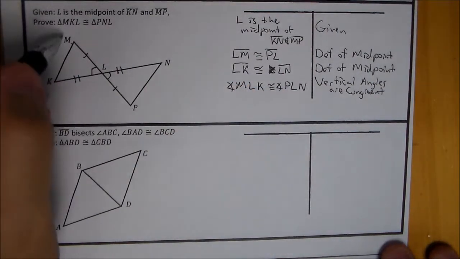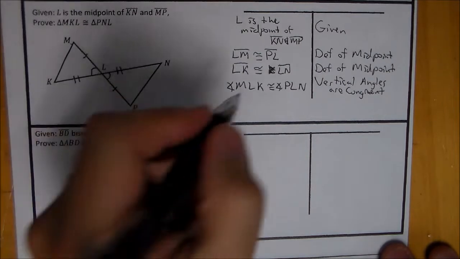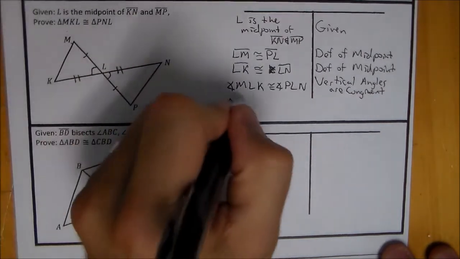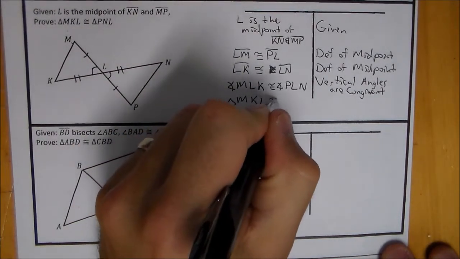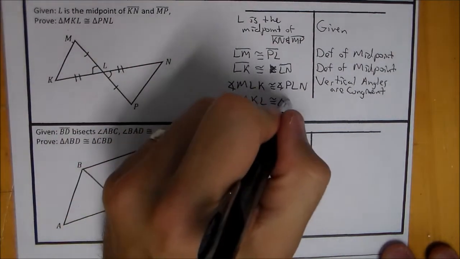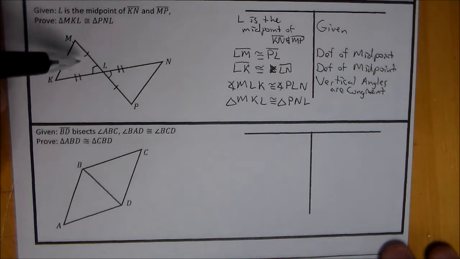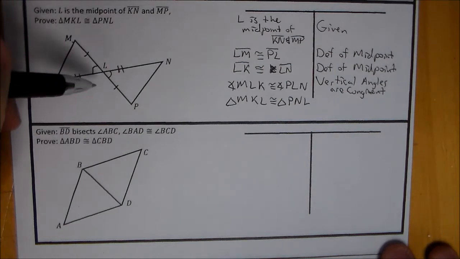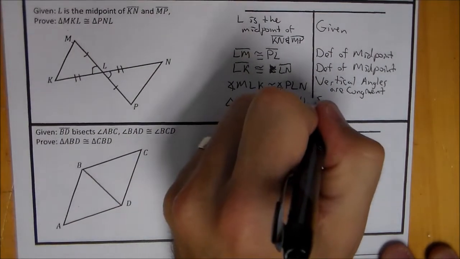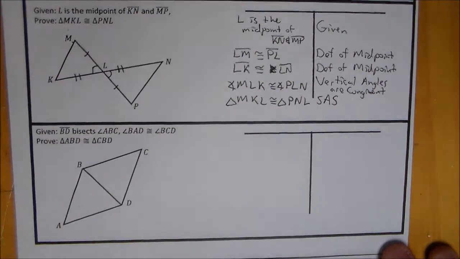Now the last step, because now I have three parts, I'm going to say that triangle MKL is congruent to triangle PNL, and now I need the type of congruence that it is. So I have two sides and an angle. It is the angle between the two sides, so that is side, angle, side.